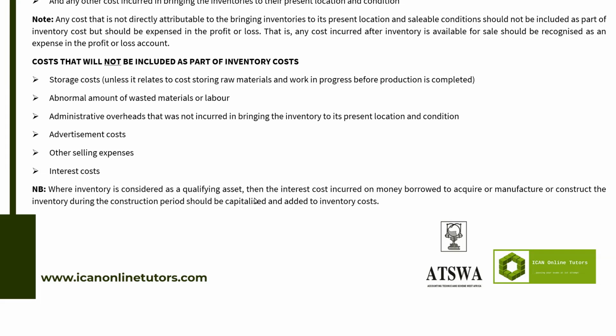Advertisement costs, other selling expenses, and interest costs. These 6 elements of cost will not be included as part of inventory cost. You need to master these 6. The first one, storage cost. Number 2, abnormal amount of wasted material or labor. Then administrative overheads, advertisement cost, other selling expense, and interest cost. There's a caveat on interest cost. For the interest cost incurred on qualifying capital assets, it will be capitalized as part of the cost of inventory.